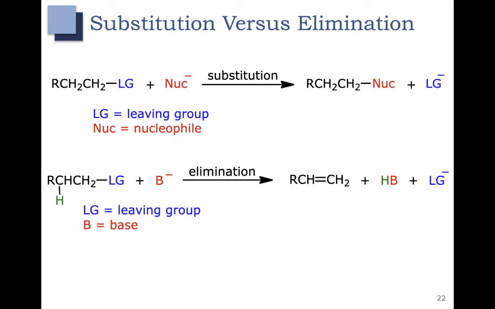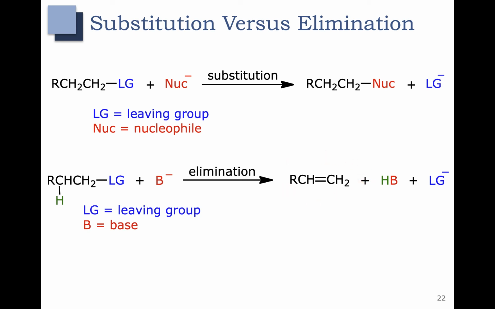Now let's compare substitution to elimination so we can learn how to tell the differences between these types of reactions. In our substitution reactions, we have a nucleophile come in, kick out the leaving group, and replace it. The nucleophile becomes connected to the substrate. In the elimination reaction, the base comes in, and instead of replacing the leaving group, it pulls off a hydrogen. This results in a carbon-carbon double bond.